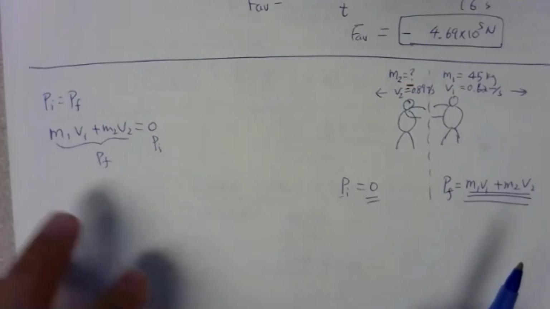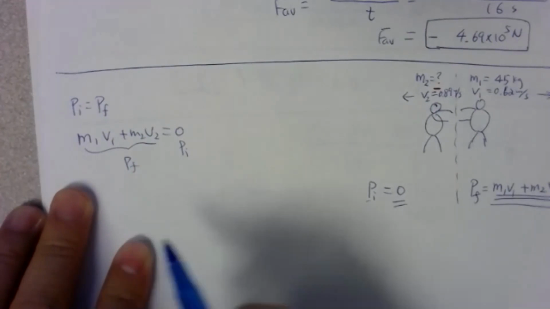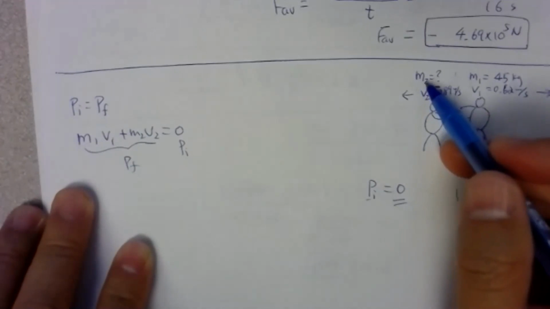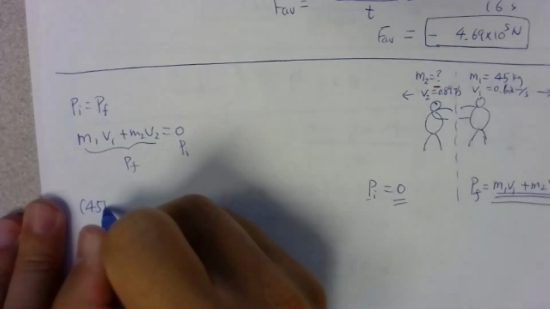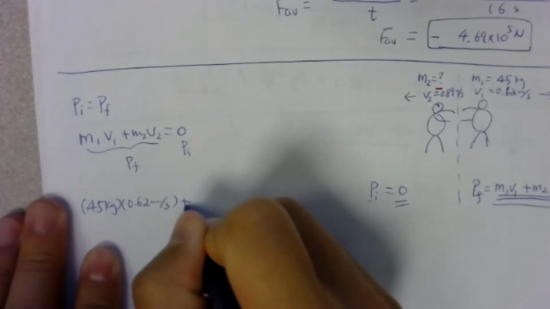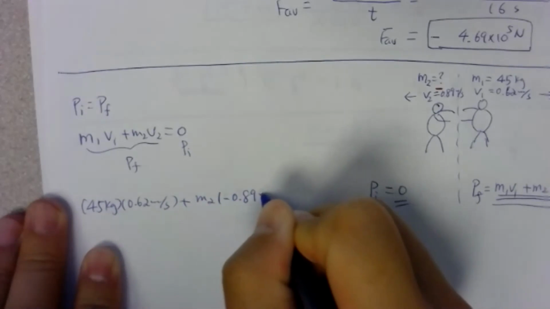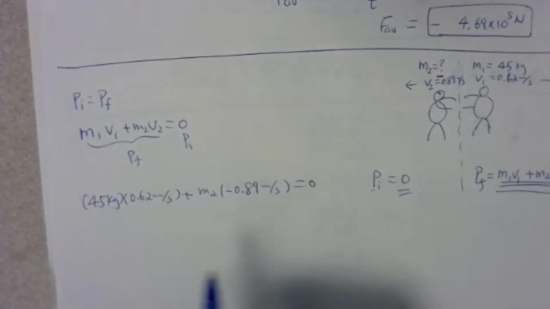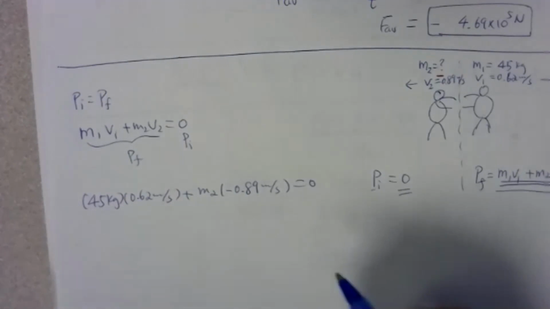So when you look at the equation over here and plug in the numbers, you have M1, V1, V2 as knowns, and M2 is the unknown. So you are looking for M2, okay? Then you will be plugging in 45 kilograms times 0.62 meters per second plus M2 multiplied by negative 0.89 meters per second. That goes to 0. If you don't do that, you probably get a mass that is negative, which doesn't make sense.